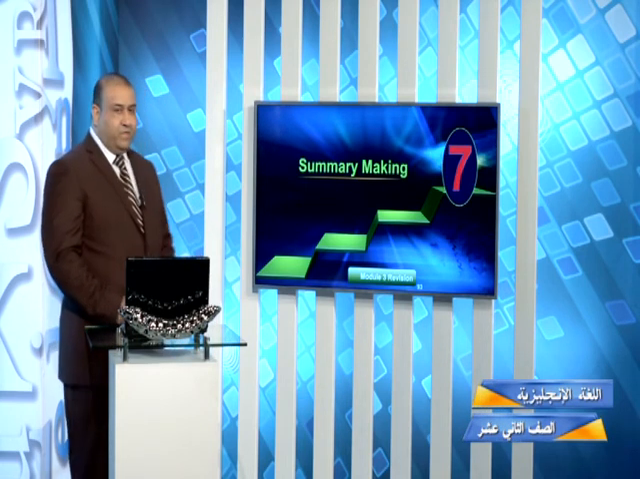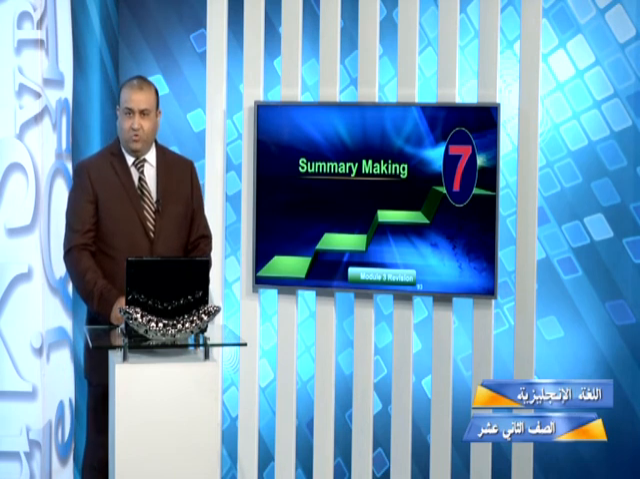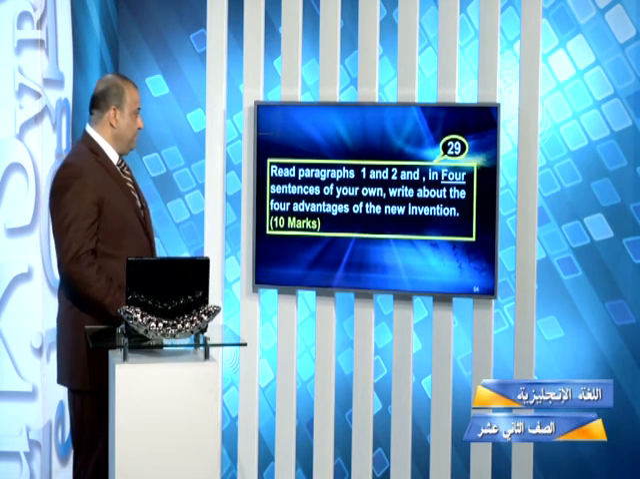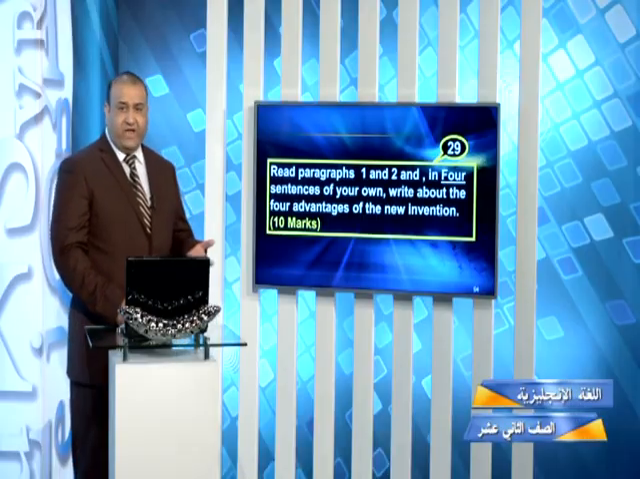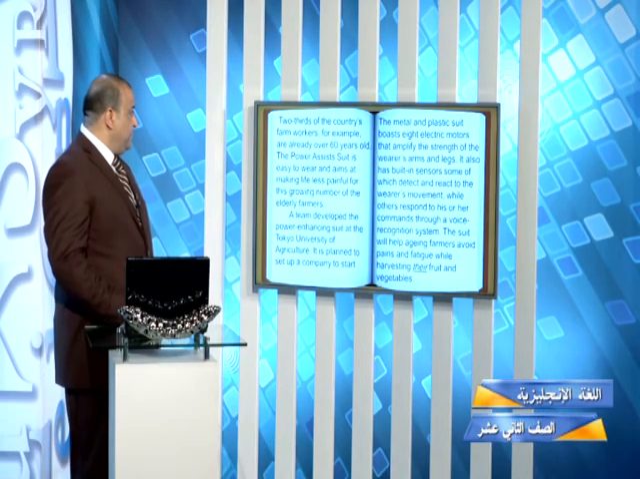Now that we are done with the questions of reading comprehension, let's move now to summary making. You are going to summarize 1 paragraph or 2 paragraphs in the reading comprehension. This is the question. Read paragraphs 1 and 2, and in 4 sentences of your own, write about the 4 advantages of the new invention. You are not allowed to copy the exact words from the reading comprehension, so you have to stick to the same information by trying to transform or paraphrase the sentences in the passage. Now, these are the paragraphs.